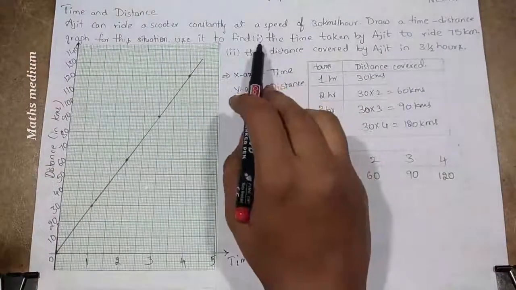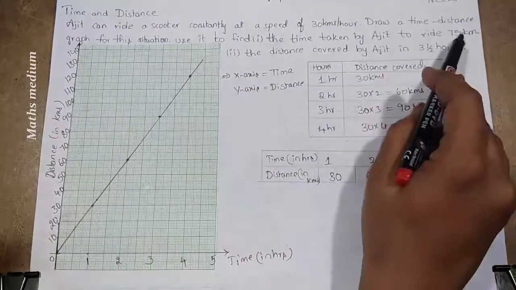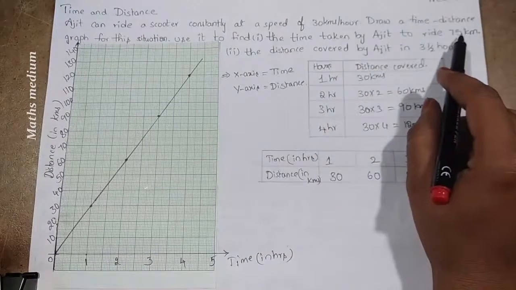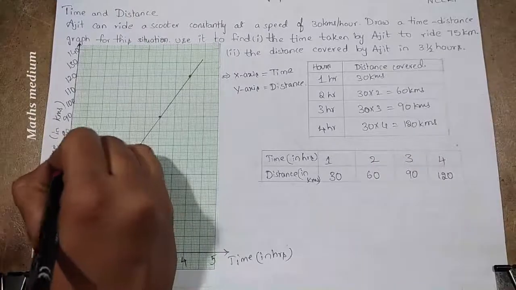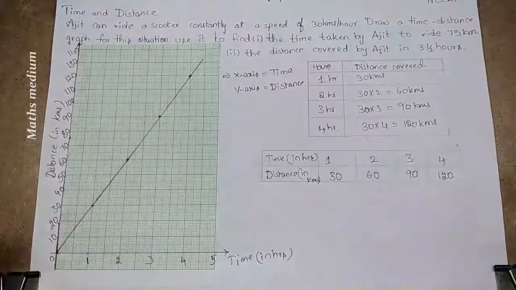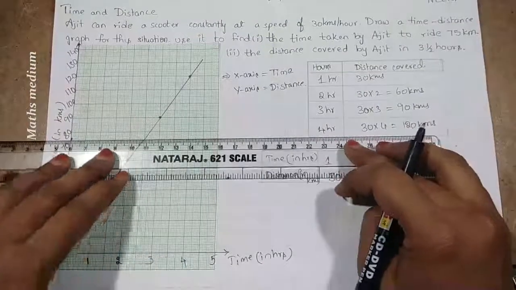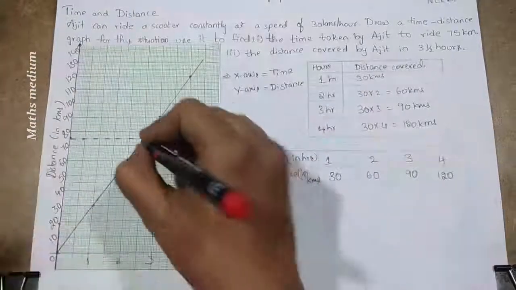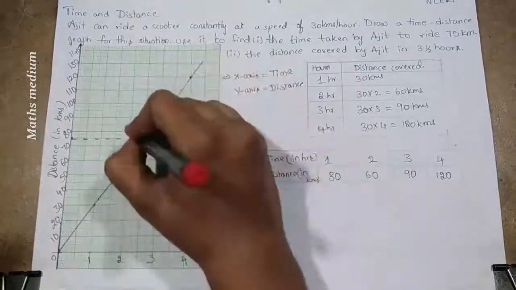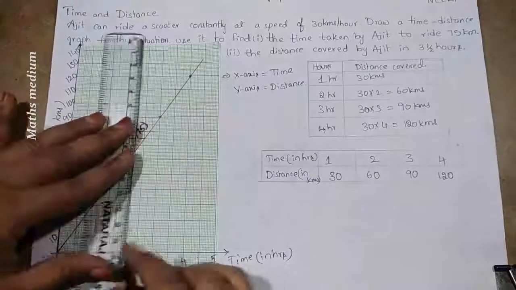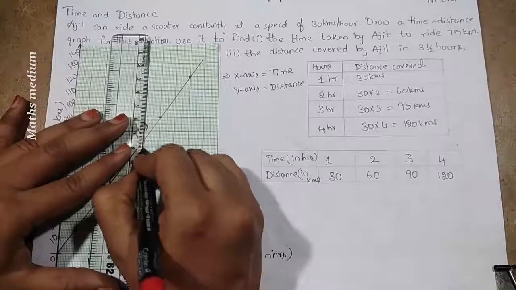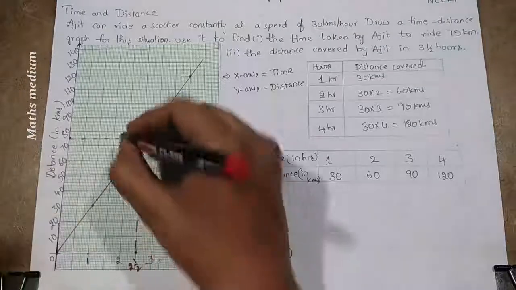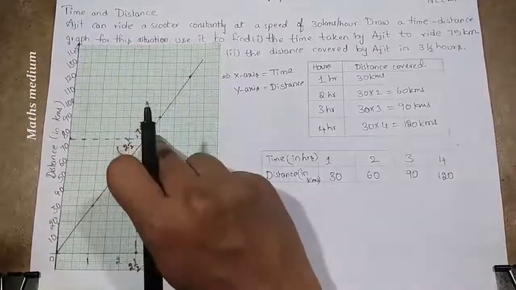Now they ask some questions. The time taken by Ajit to ride 75 kilometers. So here he asked about the distance 75 kilometers. So where is 75? In between 70 and 80. So at 75 kilometers, see where the line touches. So this is where the line touches 75 kilometers. So this is 75 on Y, and on X we got 2.5 hours. See, this is 2.5 hours. So this is the coordinate.